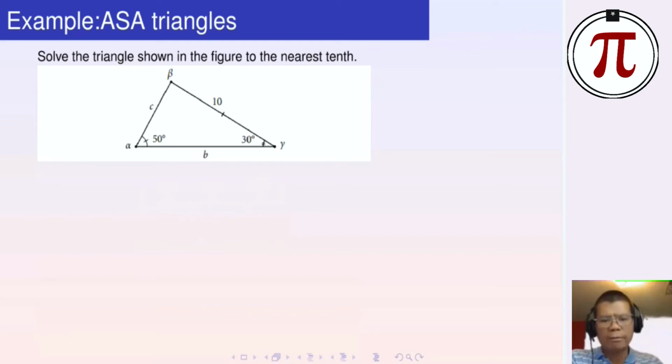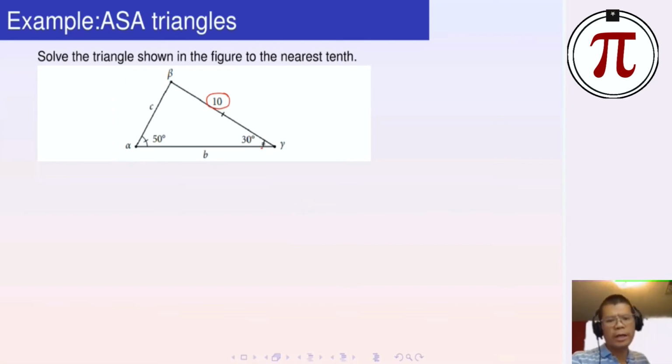Consider this triangle. What do we have here? Here we are given two angles and one side. This is 50 degrees, this is 30 degrees, and this value is 10. Two angles and one side.